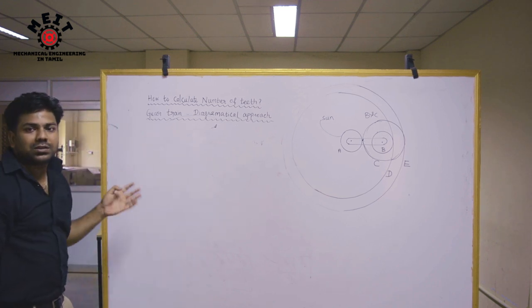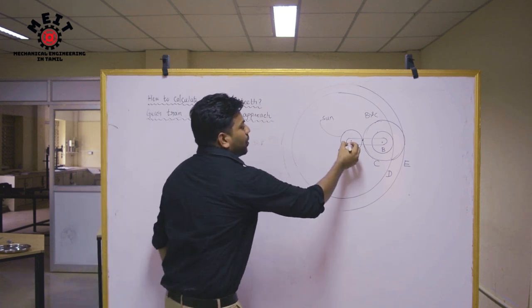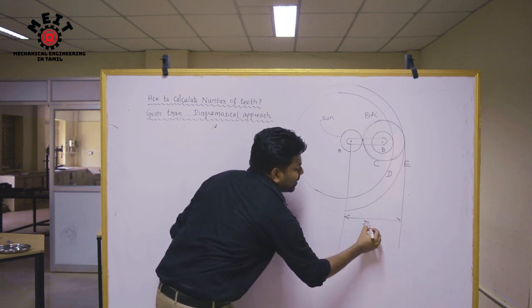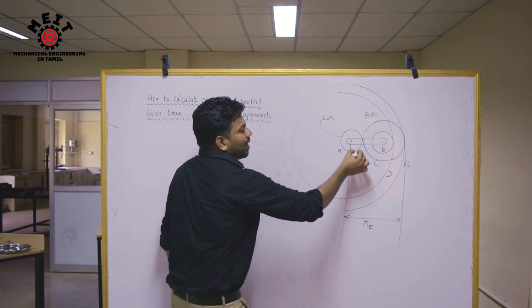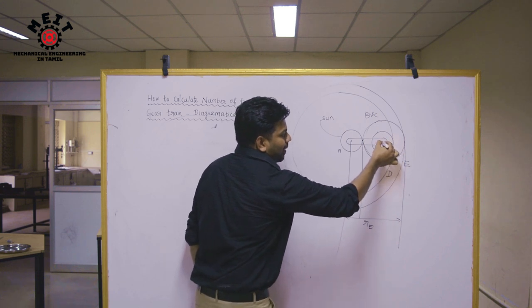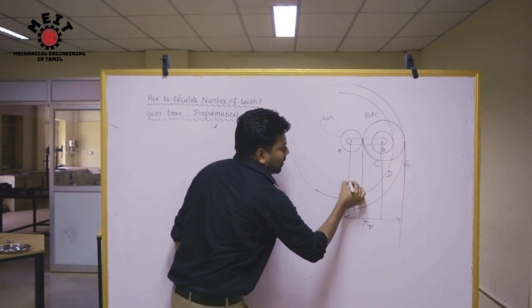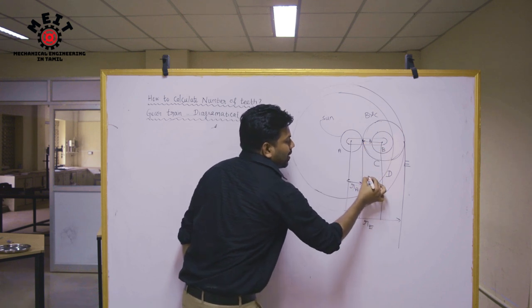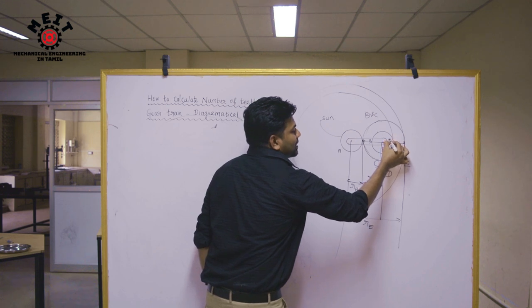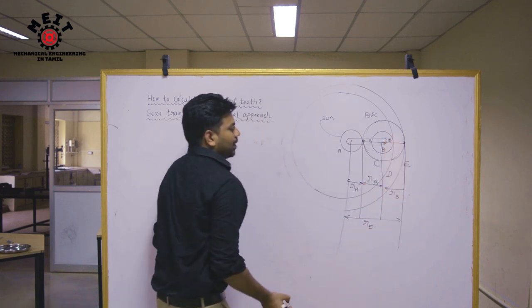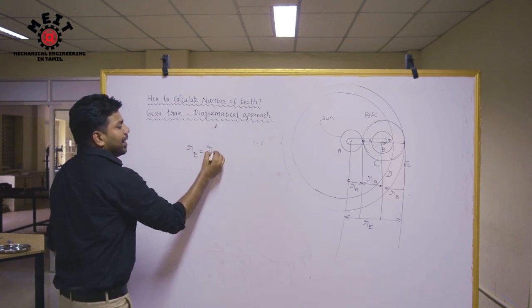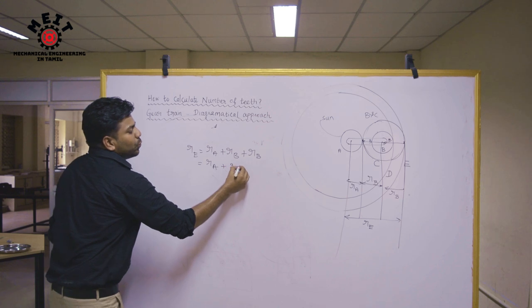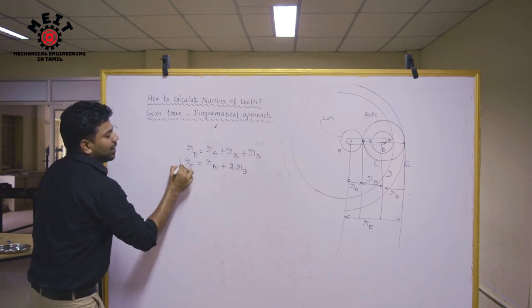So this is the radius equation and number of teeth equation formula. Let me go to the outer gear. The outer gear is E. This is the radius of E. This distance is the radius of A, this is the radius of B, and this is again the radius of B. So radius of E is equal to radius of A plus radius of B plus radius of B, that is, radius of A plus 2 times radius of B. That is the equation in terms of radius.